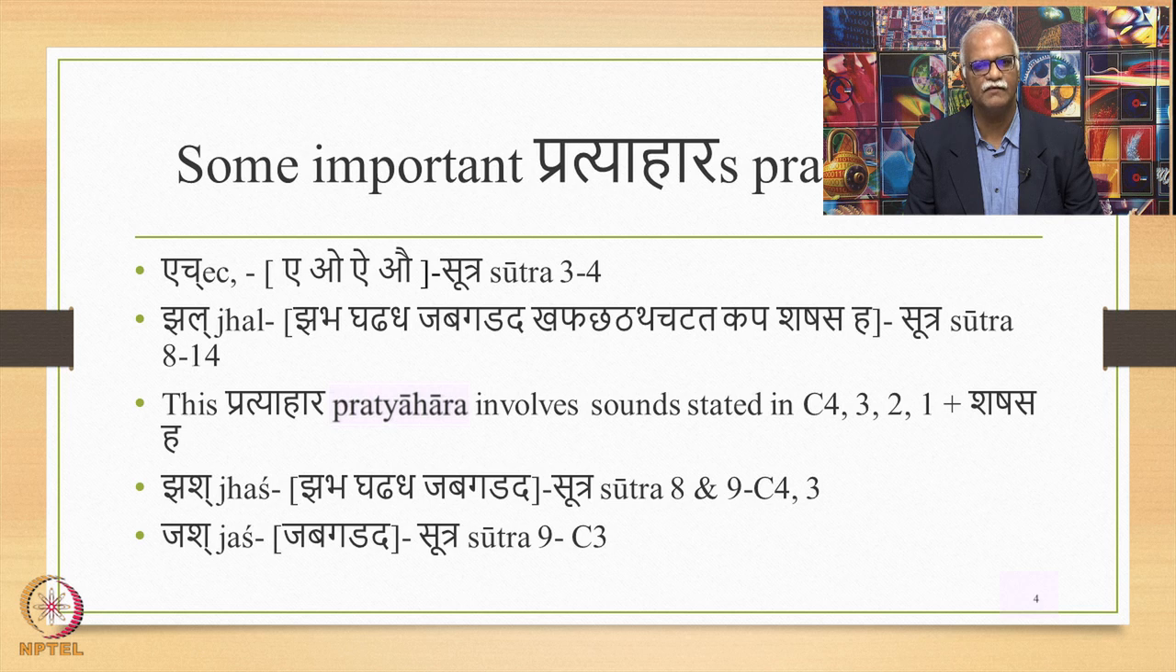That is sutra number 11 and 12. And finally, sibilants or fricatives in sutra 13 and 14. Similarly, there was a Pratyahara that was used, namely jhash. Jhash stands for jabhagadadha, that is sutra 8 and 9, which correspond to columns 4 and 3 in the traditional sound inventory presented earlier.